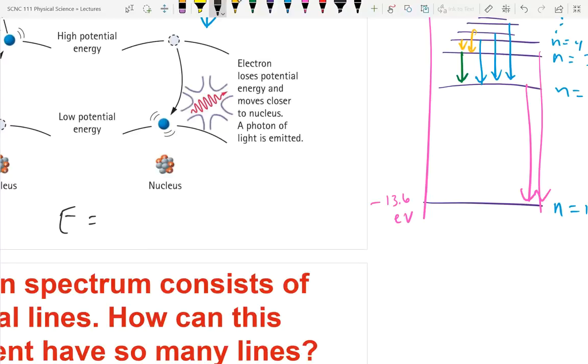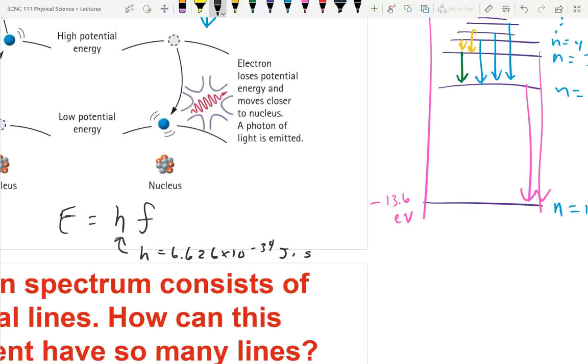The energy is equal to h times the frequency, where h is 6.626 times 10 to the minus 34 joule-seconds. And so we call the little piece of light a photon, and that's the energy of a photon. It's the frequency multiplied by that constant.